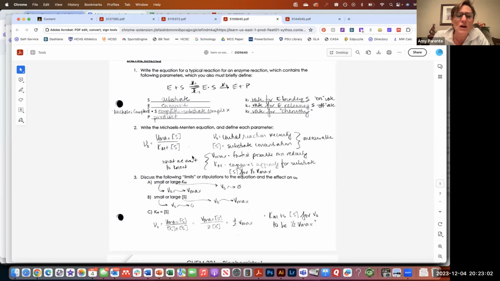And understand what happens to this equation and the effect on V naught as we think about large or small values of Km, large or small values of substrate concentration. Specifically, you can do the math to say that when the substrate concentration is equal to the Km value, V naught simplifies to 1/2 Vmax, which is the mathematical definition that we know for Km. Any questions on that initial part?